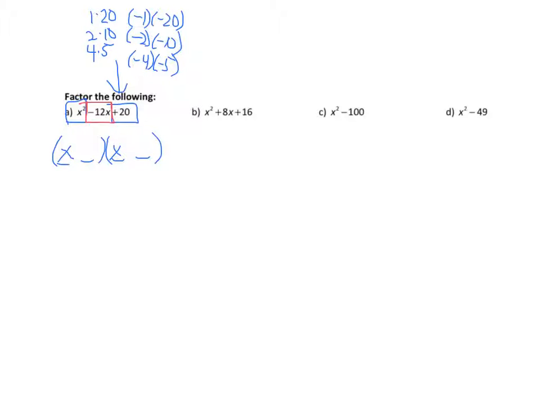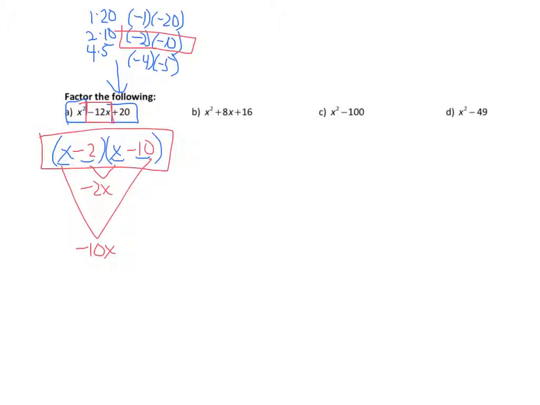Okay, so which pair would add up to negative 12? That would be negative 2 and negative 10. So minus 2 minus 10. And to check and make sure you're right, multiply your inside terms. I get negative 2x. Multiply your outside terms. I get negative 10x. Negative 2x plus negative 10x does add to negative 12x. So I'm good to go. That's my answer.